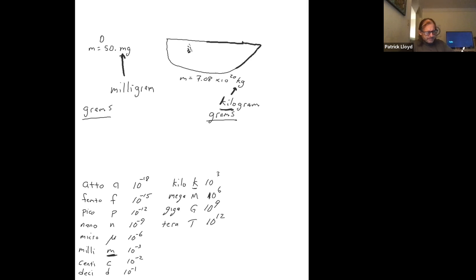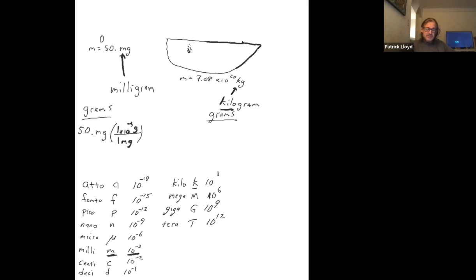So here's how we'll do it. 50 milligrams. That's what we were told, right? Okay. Now there's a couple ways to do this. One way is to use the definition of what a milligram is. One milligram is 1 times 10 to the minus 3. Milli is 10 to the minus 3. Okay, so 1 times 10 to the minus 3 grams is 1 milligram.